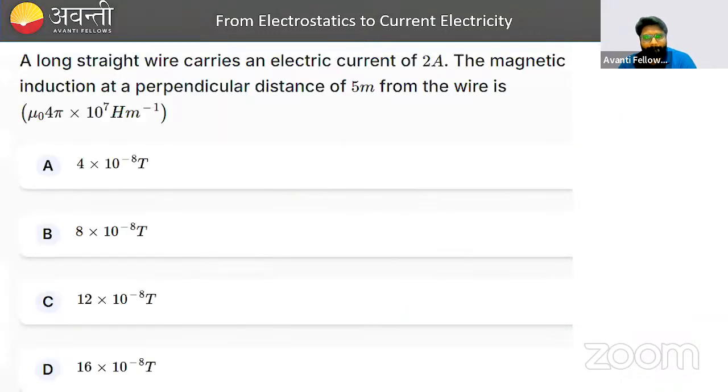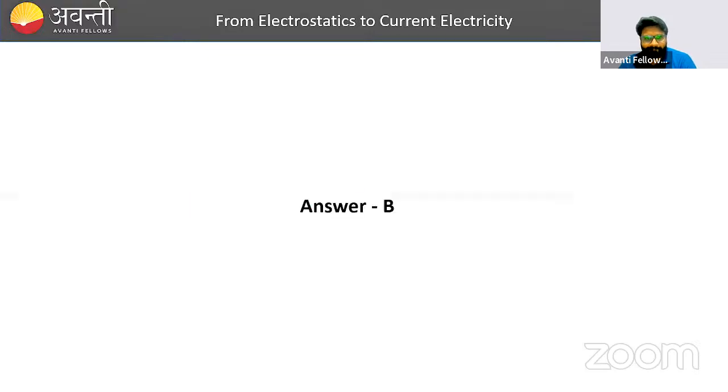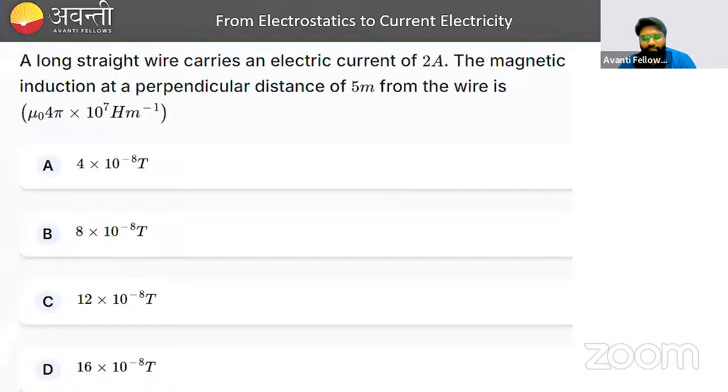Clear? Now, move on to this question. A long straight wire carries an electric current of 2 ampere. The magnetic induction at the perpendicular distance of 5 meter from the wire is.